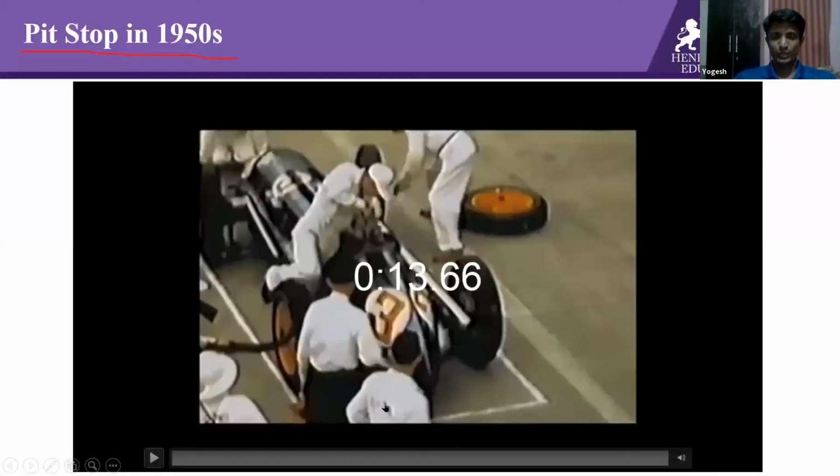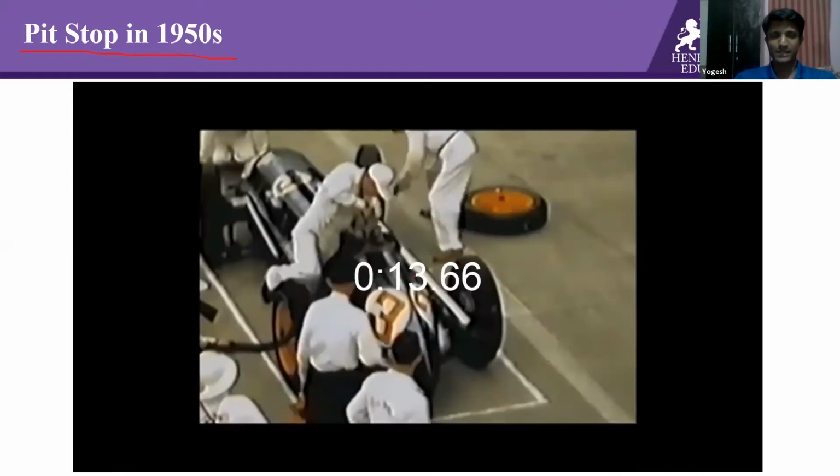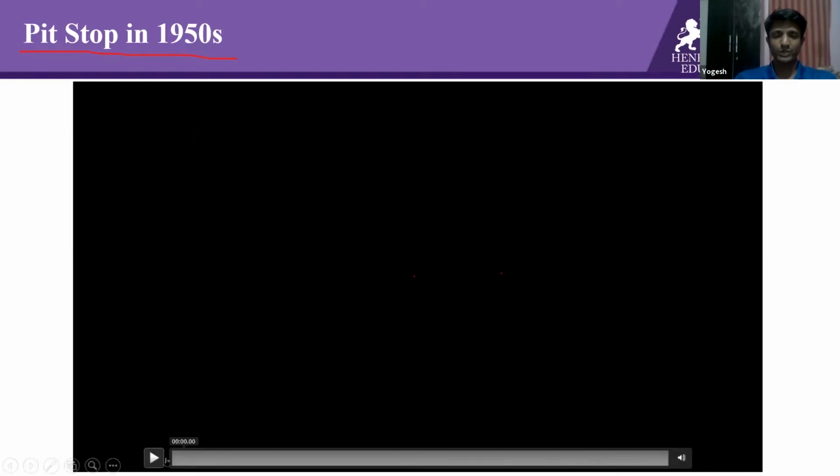What you need to do in this video is observe very carefully. Try to see how many people there are and what different activities they are doing. Pay attention to the timer, which starts from zero, and try to understand how much time they took to change all the tires and do some minor activities. Let's begin.